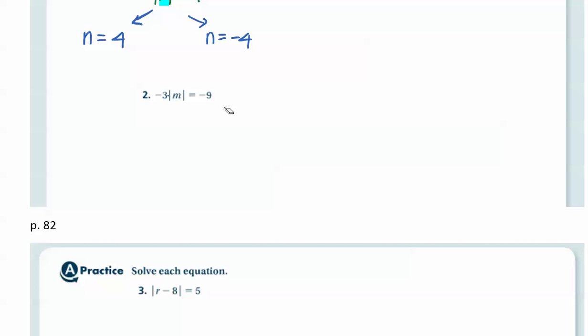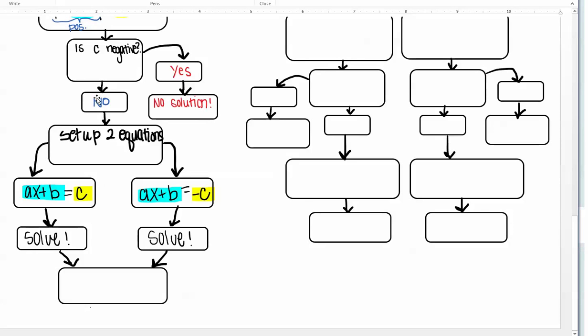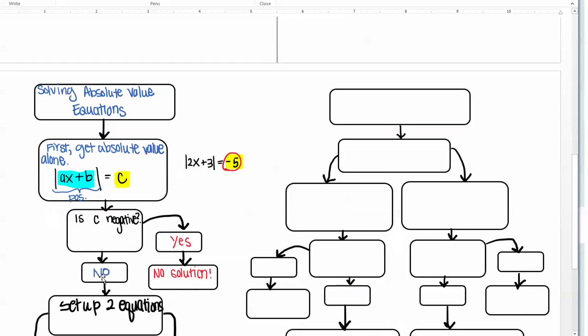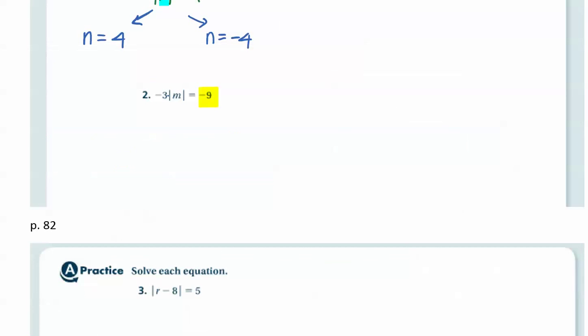So at first, if you're not careful, you may see that there's a negative over here and think, oh, no solution. But that's not actually the case because you didn't get the absolute value alone first, right? Follow the steps. Get the absolute value alone first, then decide if c is negative. So we have to get rid of this -3. Since it's multiplying, we are going to divide by -3. You might be tempted to add, but it's not subtracting. It's a -3 multiplying times m. So if we divide, it'll cancel.